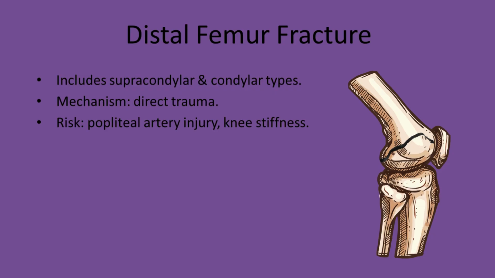The next slide covers distal femur fractures. These fractures occur near the lower part of the femur, close to the knee. They can be categorized into supracondylar and condylar types. These fractures are typically caused by direct trauma to the knee area. There is a risk of injury to the popliteal artery, located behind the knee, and stiffness in the joint can be a potential complication. The image shows a fracture in the lower part of the femur, near the knee joint. Prompt diagnosis and treatment are important to avoid vascular complications and preserve knee function.